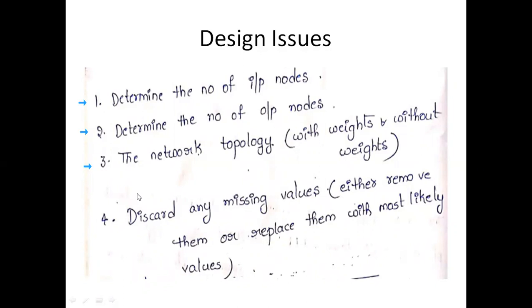Okay, so which kind of network topology are you following? Network topologies, in the sense that in CN you have learned many kinds of network topologies: star topology, mesh topology, bus topology, ring topology, right? Like this, here also you are going to say about the topology of the network, and with weights or without weights. You should determine this point also. And the last one is discard or remove missing values.